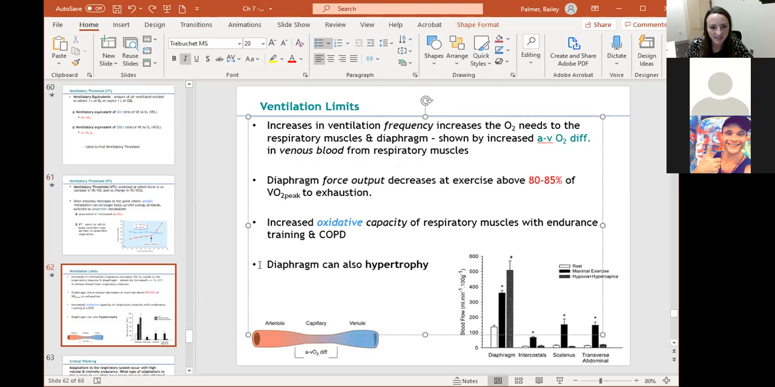And then this one right here, knowing that the diaphragm can hypertrophy, but it can only hypertrophy with resistance training or manual labor. It cannot hypertrophy with aerobic exercise. So with aerobic exercise, we won't see any diaphragm hypertrophy, but we will with resistance training. And then oxidative capacity will increase with endurance training, meaning the oxidative capacity of all those muscles involved in the respiratory system will increase. So just know those points right there.